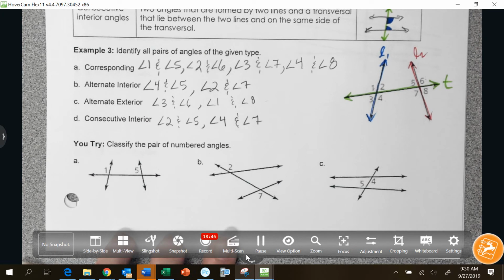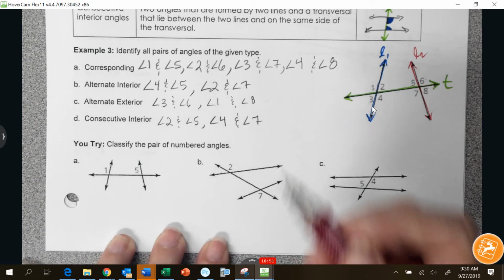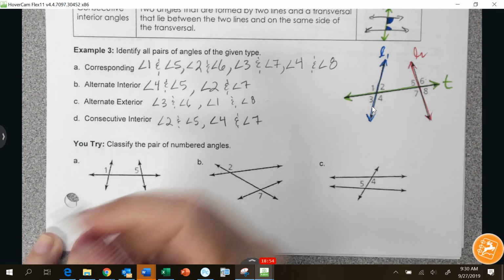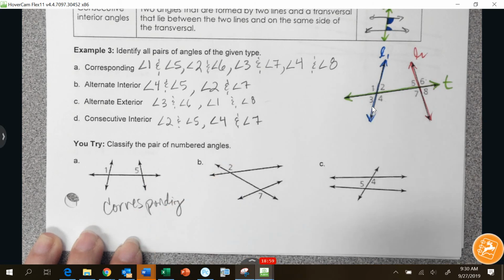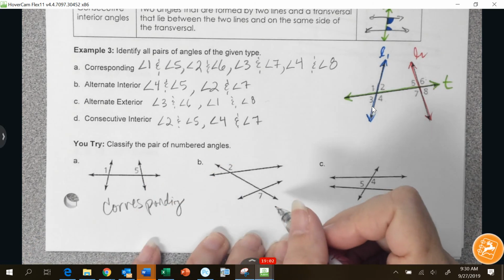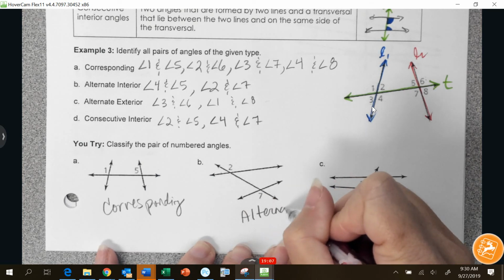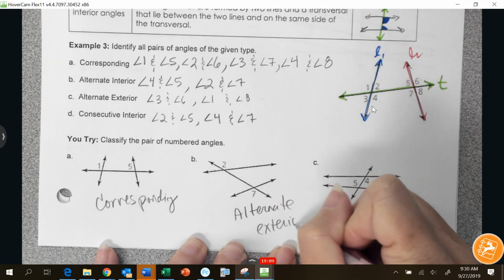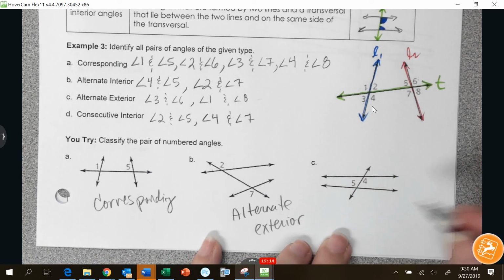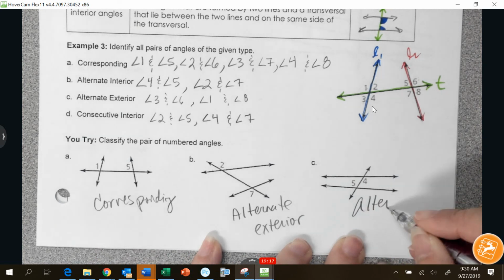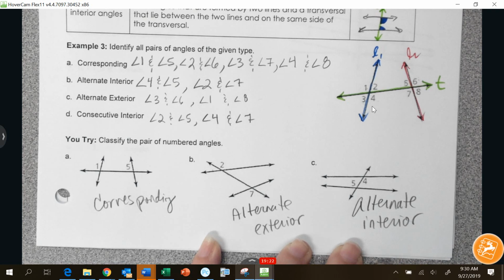Okay, Hayden, what is the answer to question A? Hayden Peck. Corresponding. Corresponding is correct. Tyler, what's question B? Alternate exterior, very good. And Caitlin, what's C? Alternate interior. Perfect. Great job, guys.